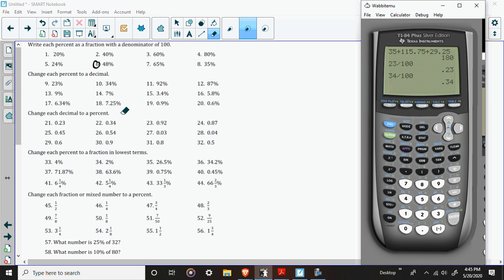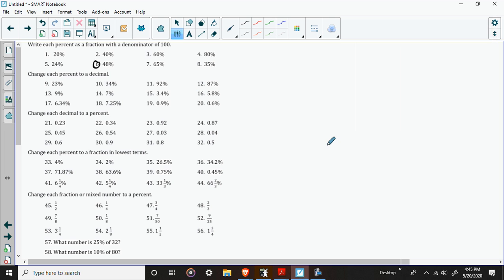Where people get into trouble are things like number 13 here, 9%. 9 divided by 100 is 0.09. Okay, so let's think about that for a second. What we were saying before, 9% means what? That's tenths, hundredths, right? So 9 hundredths would be 0.09, not 0.9, and that's where a lot of mistakes are made, okay? But again, to get from percent to a decimal, you're just going to divide by 100.